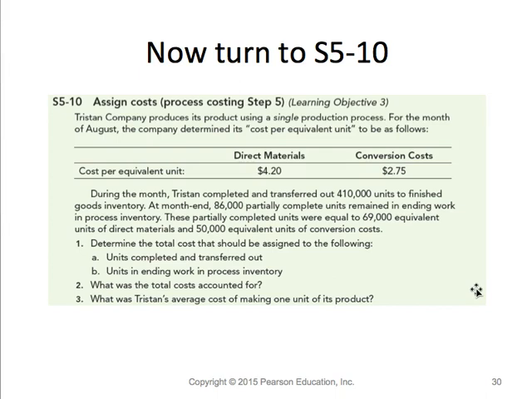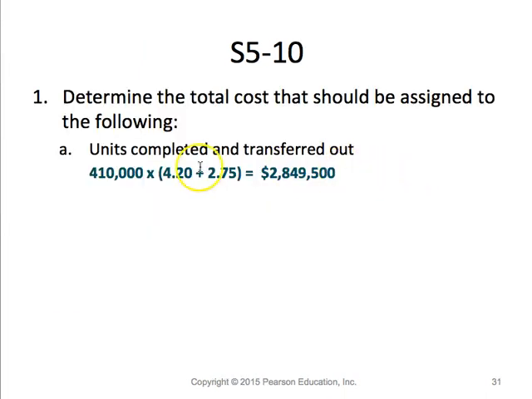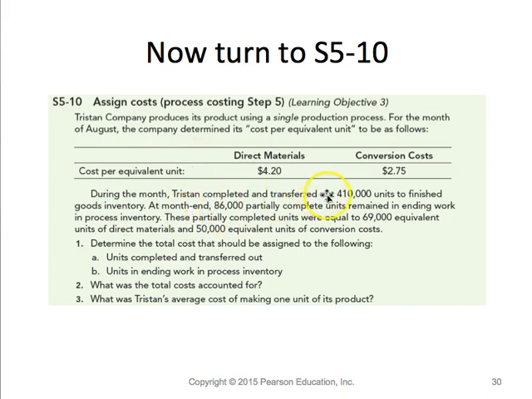This is a very simple calculation. Assign cost. So we have direct material per equivalent unit cost of 4.2, and conversion cost is 2.7. So let's see. There's a number here: 410,000 units finished goods inventory transferred out. So the first one, determine units completed and transferred out. Determine the total cost for units completed and transferred out. And at month end, 86,000. Okay, do the first one.